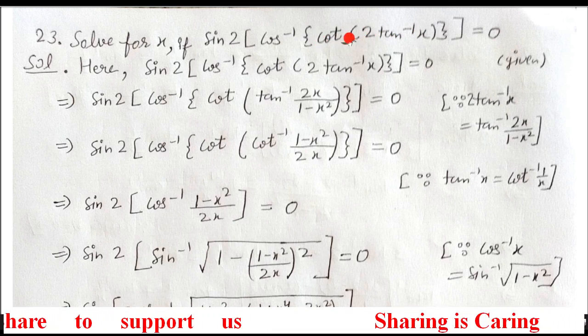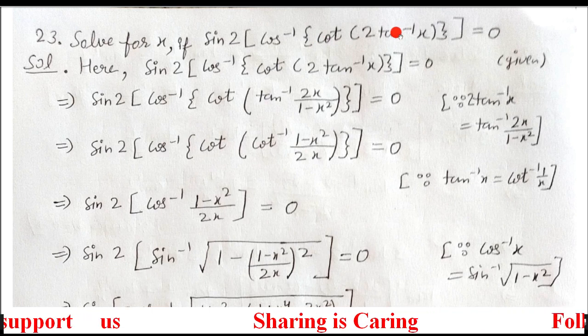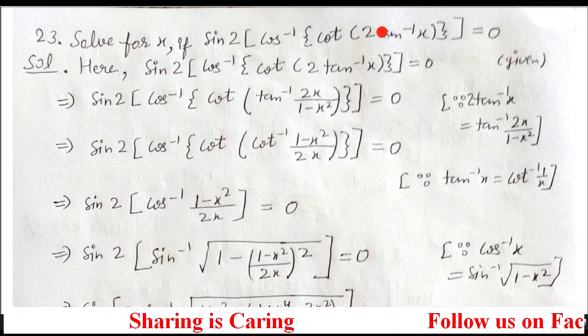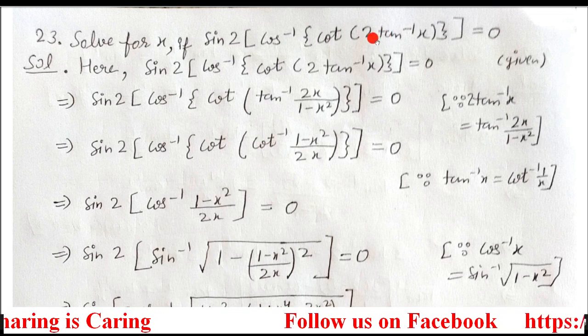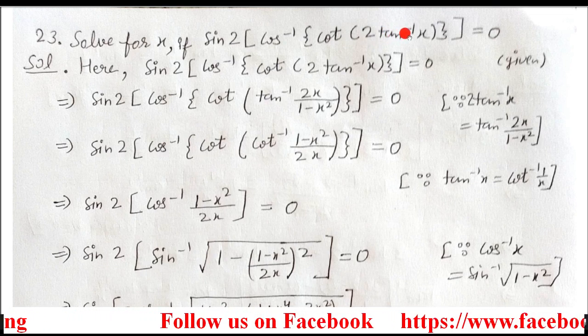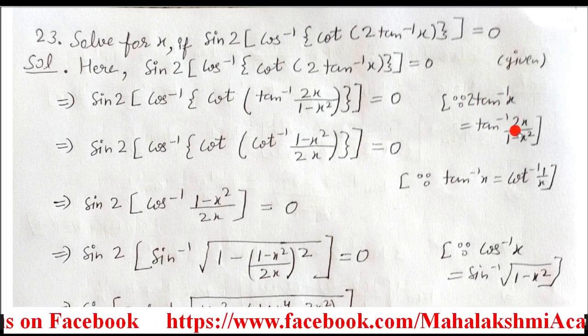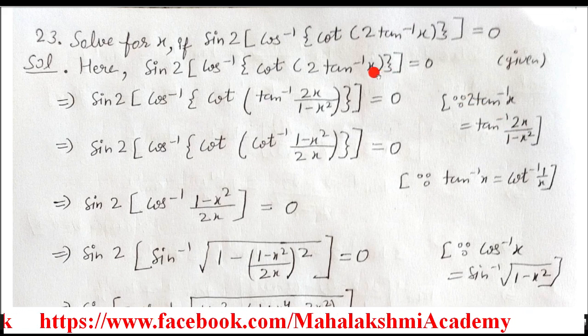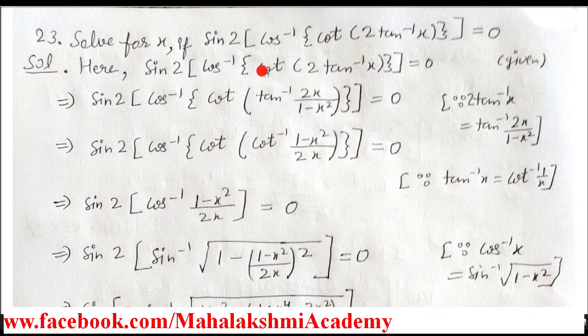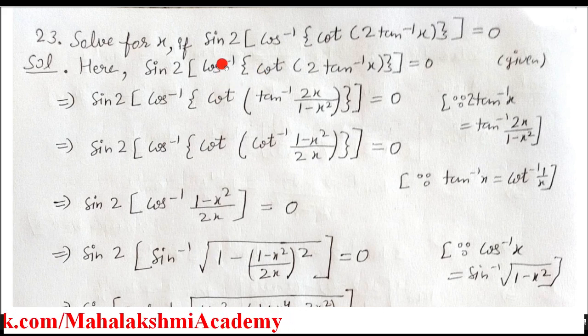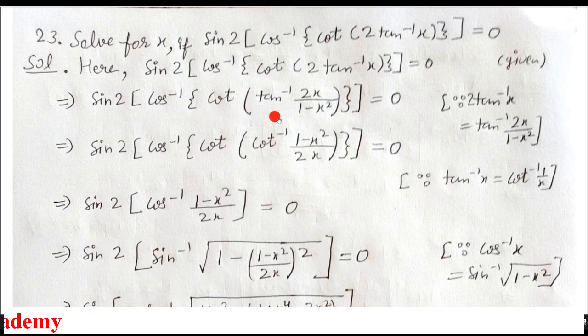Outside we have cot, so we should try to convert it also in the form of cot. So it is better to first convert to tan, then we will convert it to cot. Now what we have here is 2 tan inverse x, and you know the formula of 2 tan inverse x is tan inverse 2x upon 1 minus x square. So in this innermost bracket use the formula, and the other terms, cot, cos inverse and sin 2, just write as they are with their own brackets properly, equal to 0.